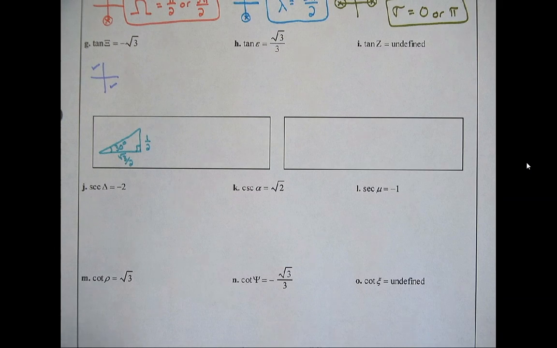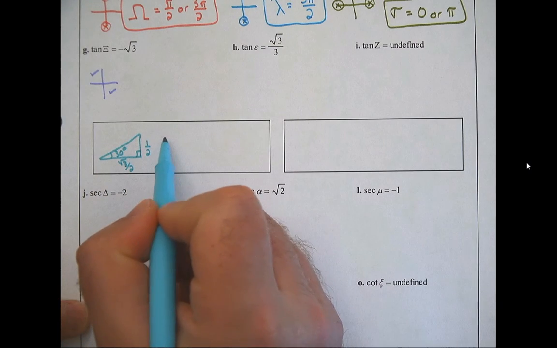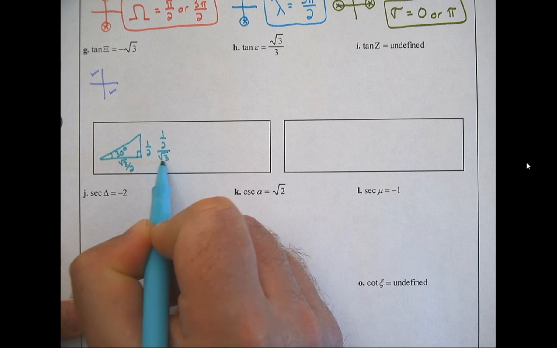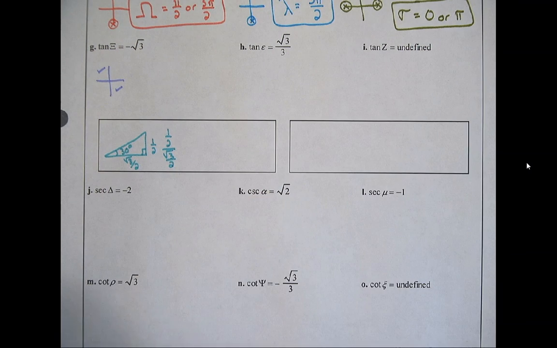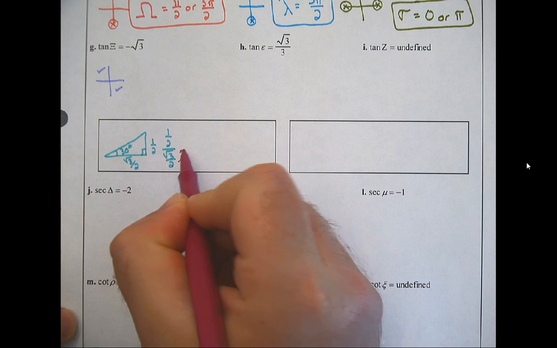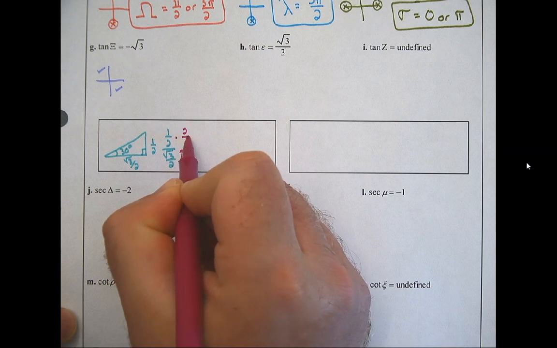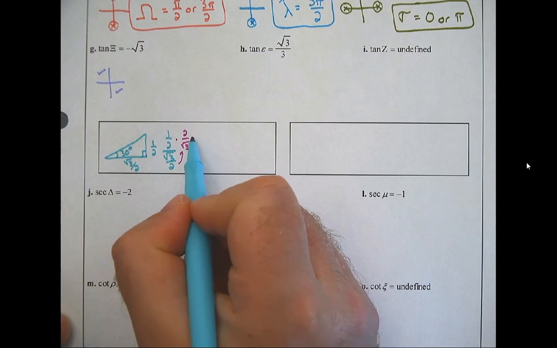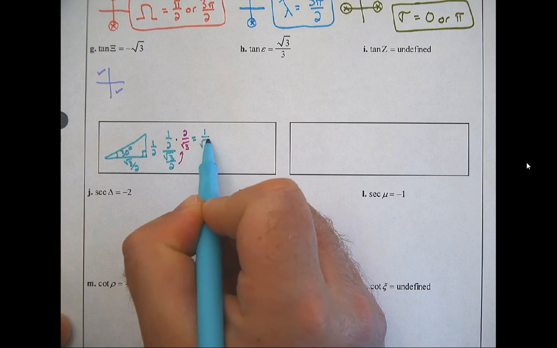Now we're supposed to be doing tangent. So tangent is opposite over adjacent. Nobody in the world can divide by fractions, so we flip and multiply. That's going to put the 2 and the root 3. What's going to happen to those 2's? They'll cancel, so I get 1 over root 3.